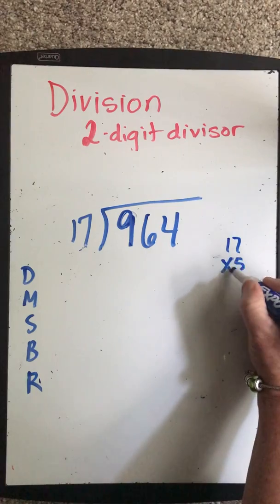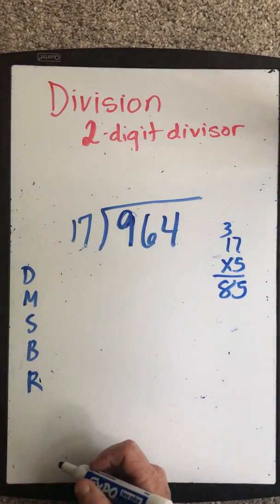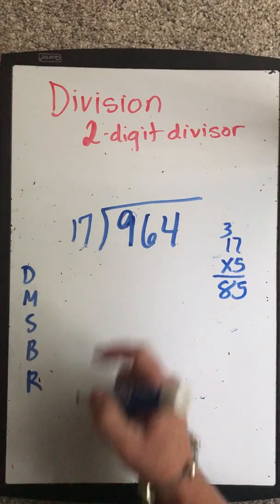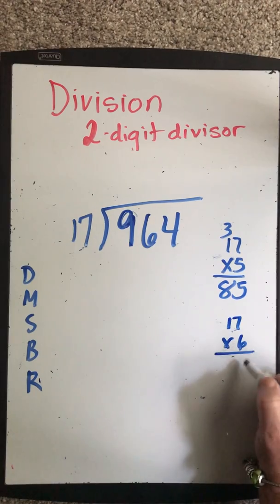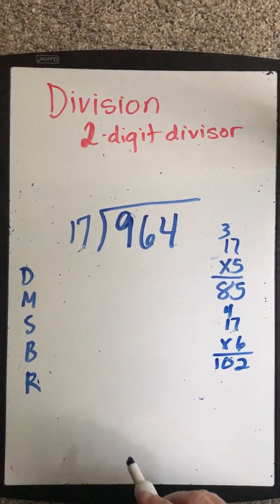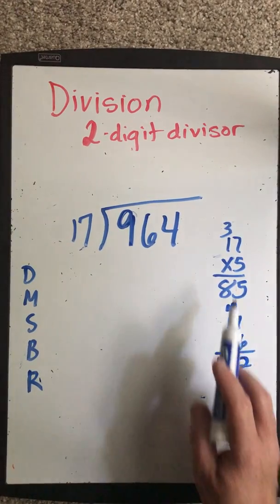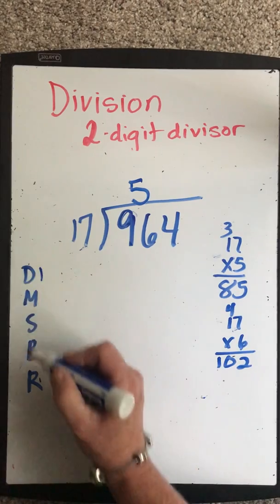So I'm going to do 17 times 5, and that equals 85. Well, that's pretty close. Can it go in one more time? That would be 102. So no, it can't. So it can go in 5 times. So I'm going to put my 5 here for divide.